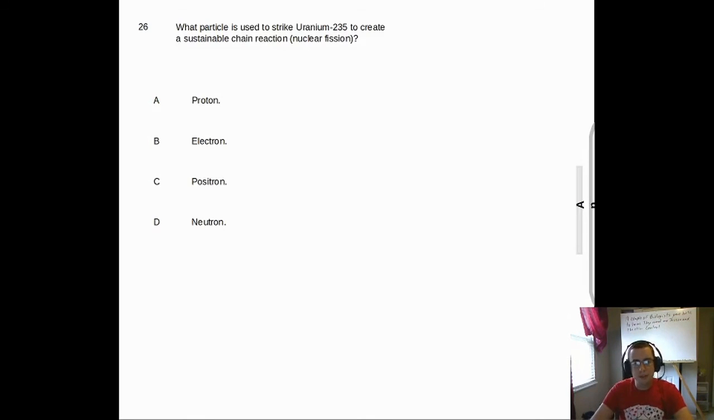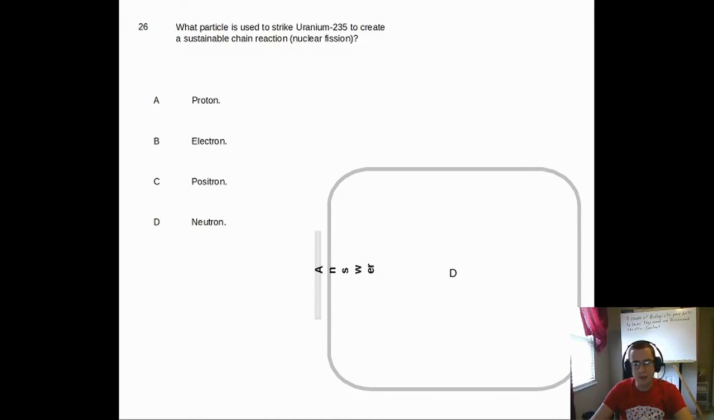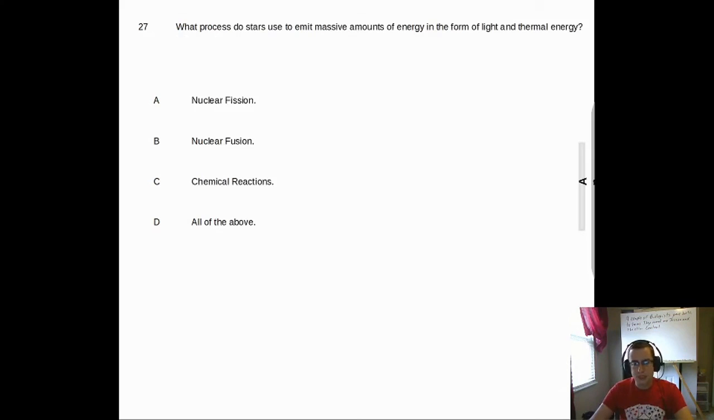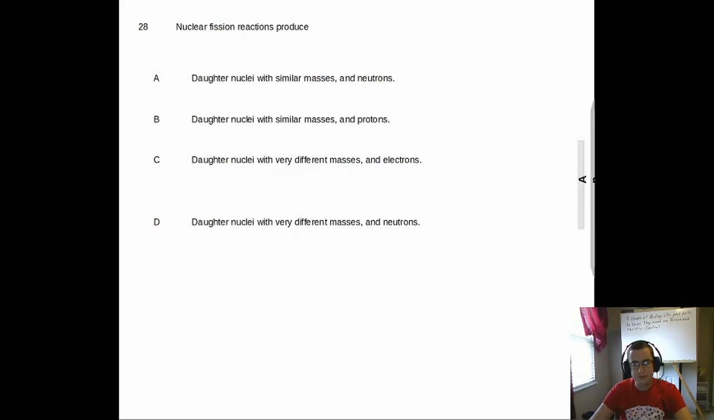Alright, which particle is used to strike U-235 to make a chain reaction? And hopefully we know that is a neutron. What process do stars use to emit massive amounts of energy? Again, hopefully we already know. That's going to be fusion. Nuclear fission reactions are going to produce... And so the answer here is going to be A.